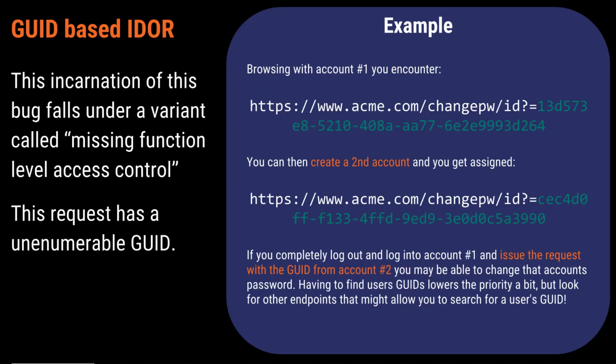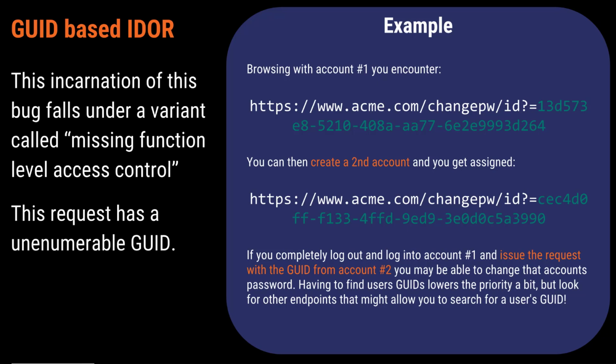Here we have an example of a GUID-based IDOR. This incarnation of the bug can also fall under missing function level access control. Let's say that you're browsing with your account and somewhere inside of your request traffic, you see this identifier called ID. Now, right off the bat, fiddling with this doesn't change anything in your account, doesn't let you access anybody else's data, and it's too long to be brute forced.